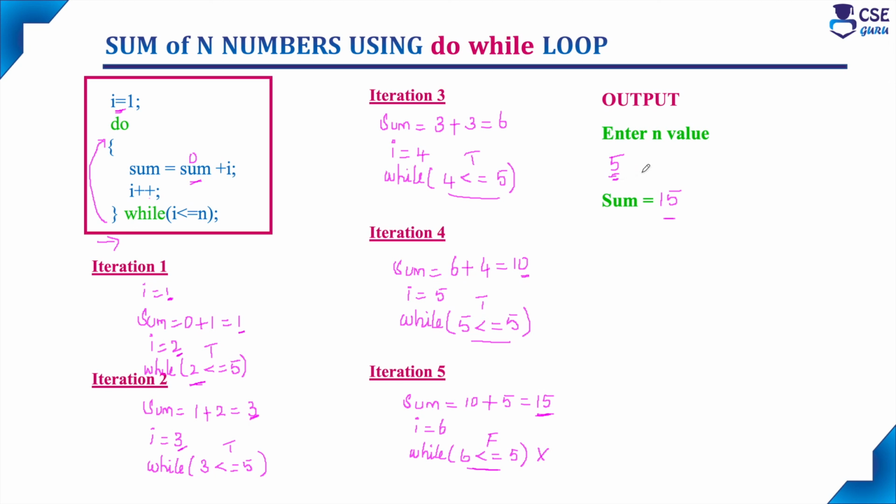If you have entered an n value of 5, it has taken 5 iterations. Suppose you enter the n value as 10, then it will take 10 iterations and display the sum value. So this program, for any n value, will find the sum and display the output. So this is the logic of the sum of n numbers using a do while loop.